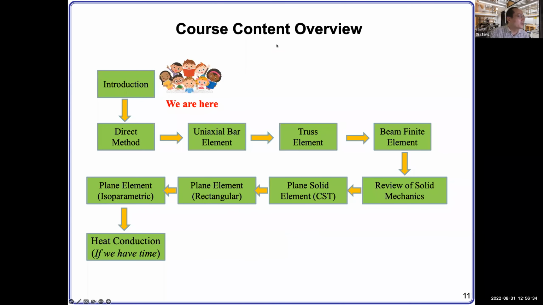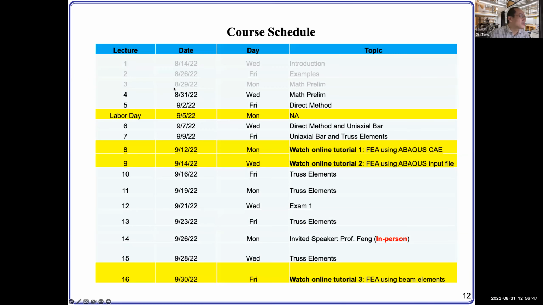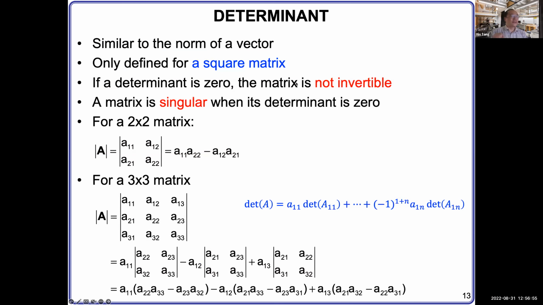Okay, so here is the class content flow. Right now we are here, talking about the mathematical review. Today is here, and this is the outline of this month's schedule. Okay, let's get started with the material, beginning from the determinant.